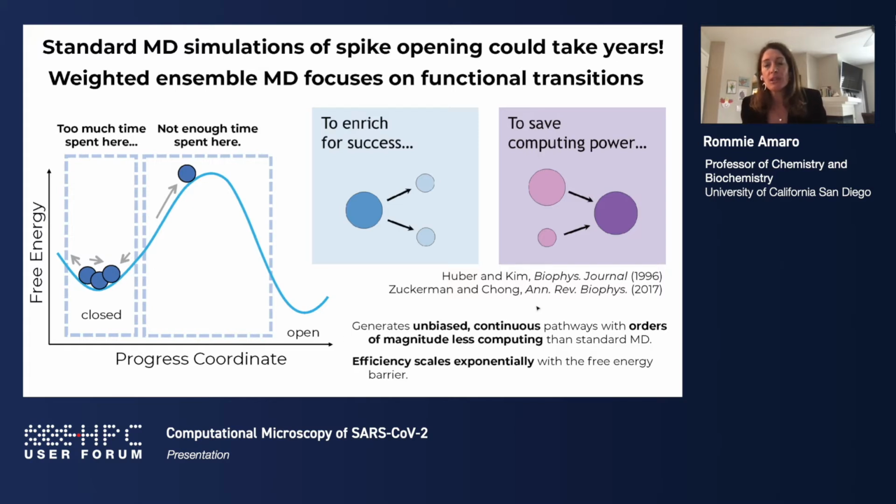So we partnered with Lillian Chong at the University of Pittsburgh, who turned into another fantastic collaborator. And she has been developing for a number of years a technique called weighted ensemble molecular dynamics, which focuses specifically on these functional transitions. It does that by essentially reducing the amount of time that we spend sampling conformations that we really don't care so much about, and instead encouraging the system to go along a particular what we call progress coordinate. In our case, that progress coordinate was a distance of how open the system was becoming.